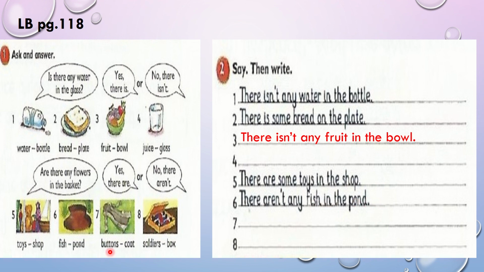Number 7, we will use buttons and coat. There are some buttons on the coat. Complete question number 8 by yourself. Use soldiers and box to help you.